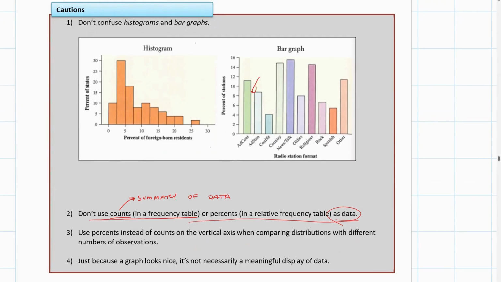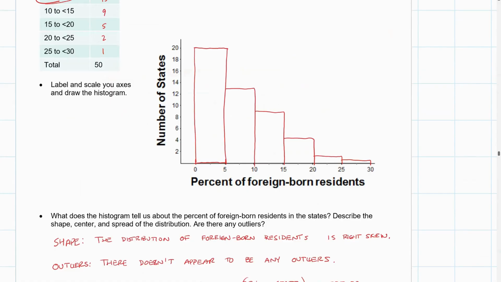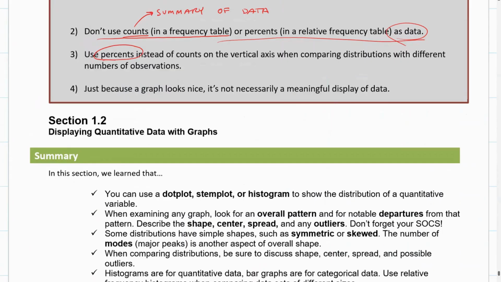Whenever we can, we should use percents. It's a little bit easier to read, and it ends up that the graphs themselves end up being exactly the same. I could have easily put a bar right here where it says two states. Well, that's 4%. Right here where it says four states, well, that's 8%. And right here where it says six states, well, that's 12%. So the graphs could look exactly the same, but we could use percentages there. And it's probably a little bit easier to read when that happens. And just because it looks nice doesn't mean it's a meaningful display of data.